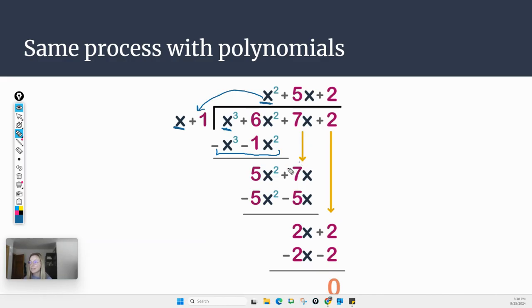Okay, repeat the process. How many times does that x go into a 5x squared? Answer, 5x times. Multiply over. We get 5x squared minus 5x. Subtract down. Get our 2x, bring our remainder down. So I hope that I'm illustrating here. The process here is exactly the same that we've seen with numbers.